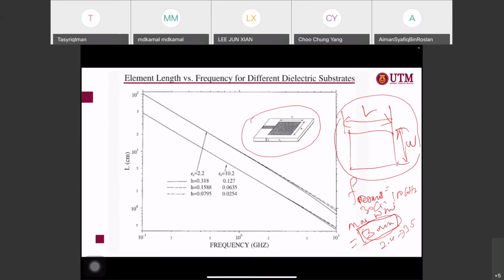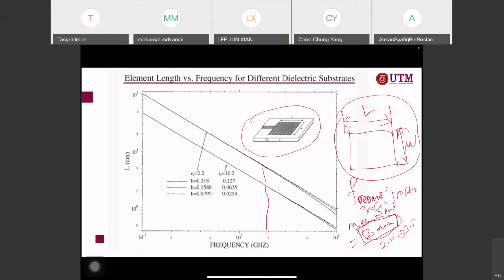To switch on another one, otherwise I can't listen. I can see yours. From the graph given here, element length versus frequency for different substrates. If we take this frequency, for example, can you see this? This is at maybe 2 gigahertz, for example. Not really 2 gigahertz. Yeah, maybe 2 times 10 to the power of 9, let's say 2 gigahertz here. What can you say about this?